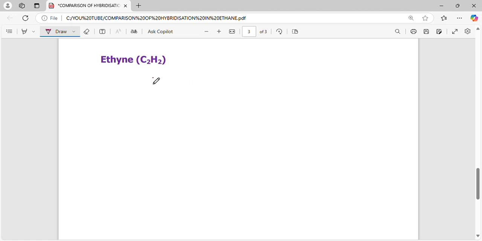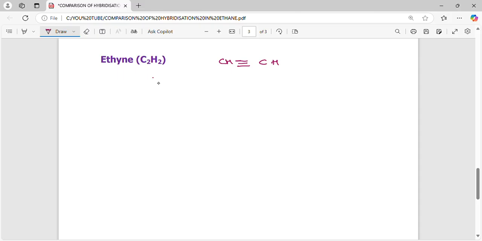Hi friends, today let's discuss the hybridization in ethyne. Its molecular formula is C2H2 and the structural formula is C triple bond C, having one hydrogen atom with each carbon atom, because it is a member of the alkyne family. Now, using hybridization, I am going to discuss how the carbon-carbon triple bond is formed and also how the carbon-hydrogen bonds are forming.